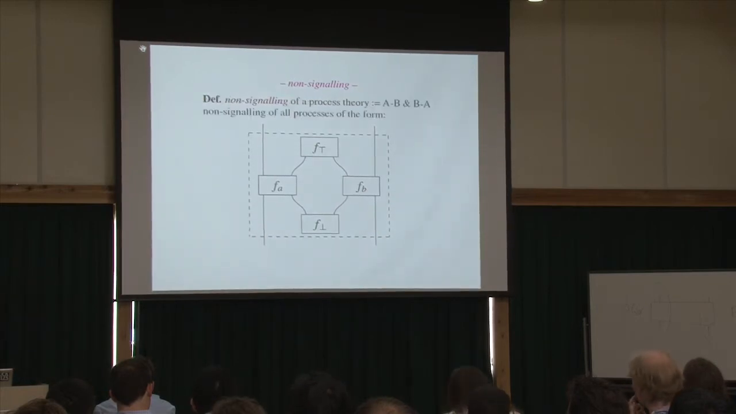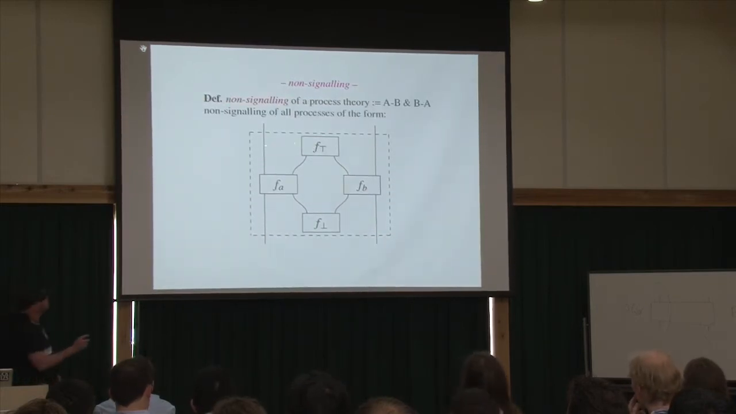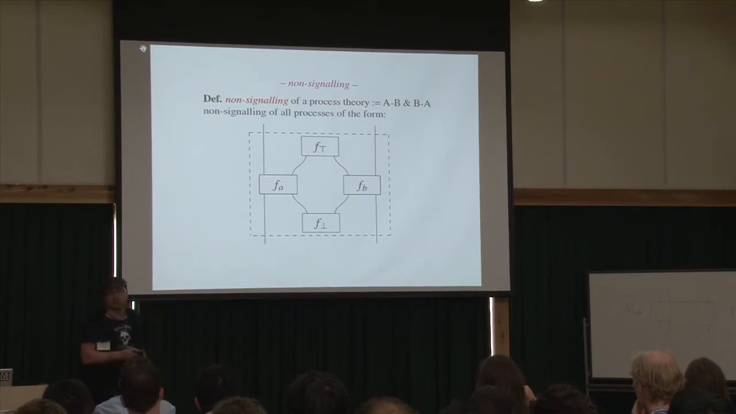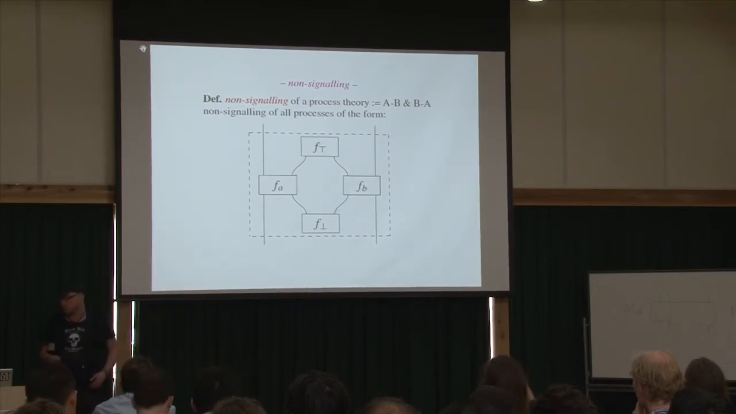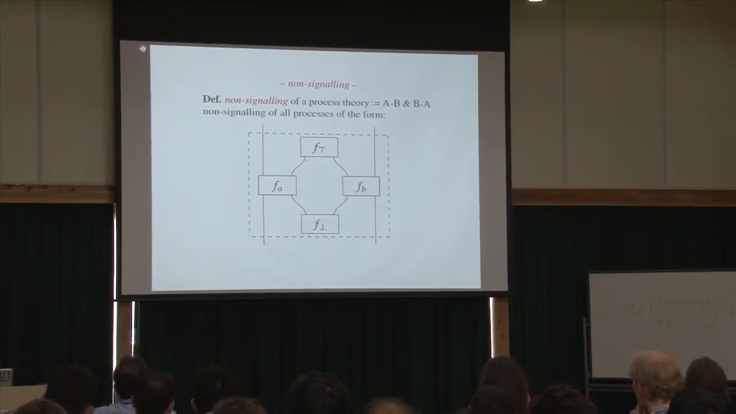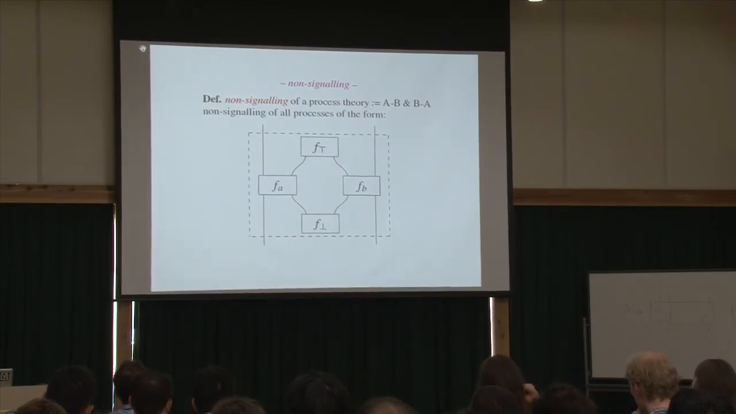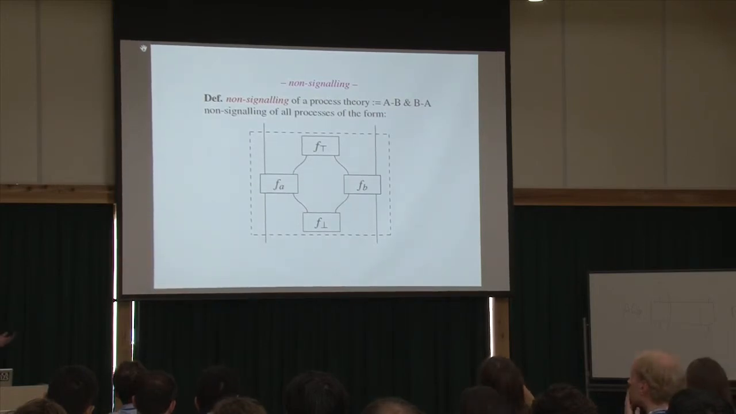And this is this. And now we can define a non-signaling theory as something in which all these processes are non-signaling. So it's a much more involved definition if you want to do it carefully. But this is the definition of non-signaling in a process theory. It's not so simple, but it's as simple as you can do it.